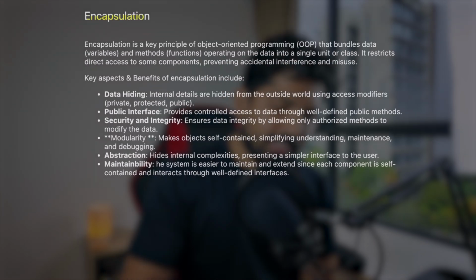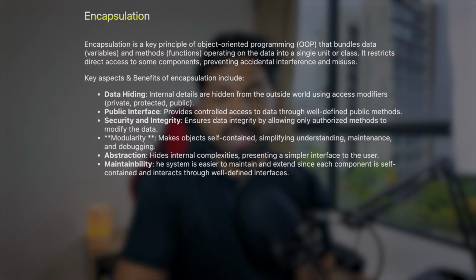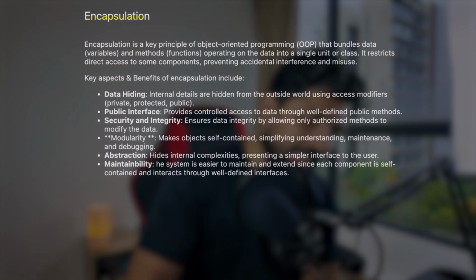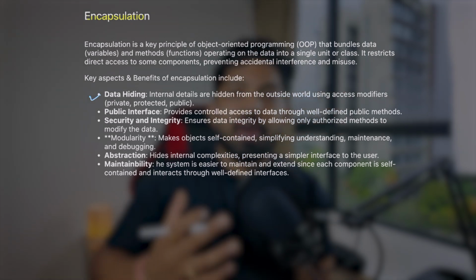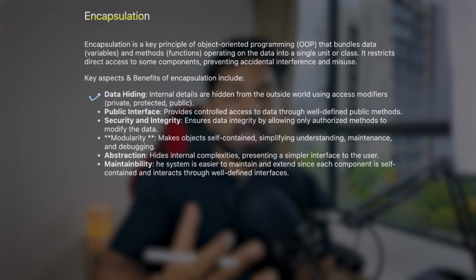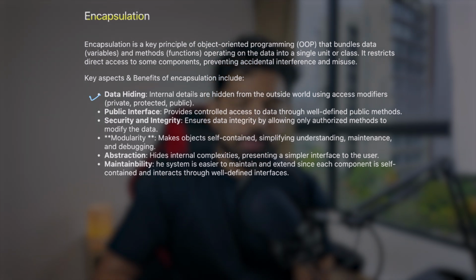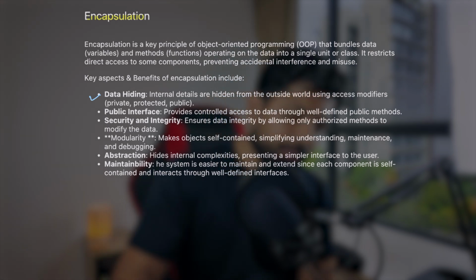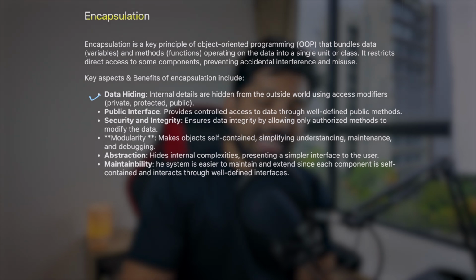So now let's see some key aspects and benefits of encapsulation. After this explanation, we will be understanding all these concepts with the help of a real life example, so it will be much better for all of us to understand this in depth, right? So the first key aspect of encapsulation is data hiding. Internal details are hidden from the outside world using access modifiers, which are private, protected, and public, correct?